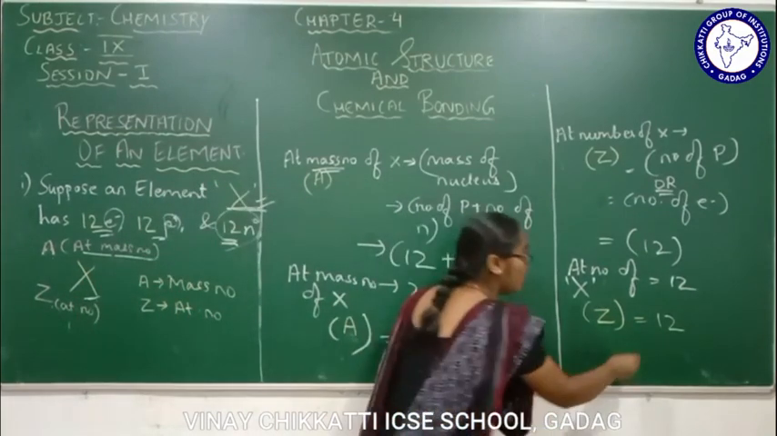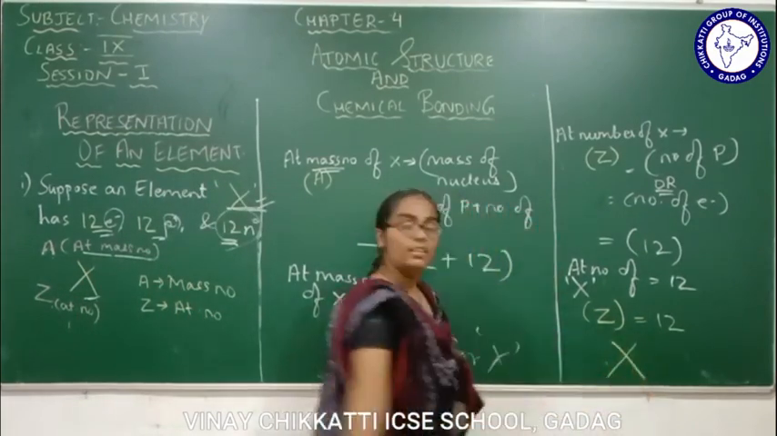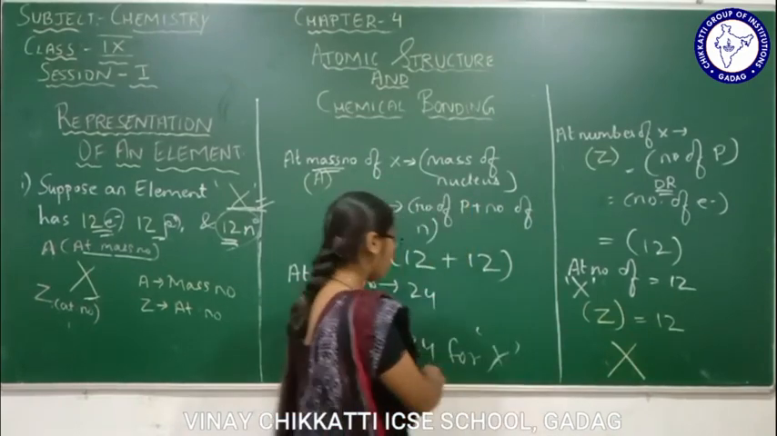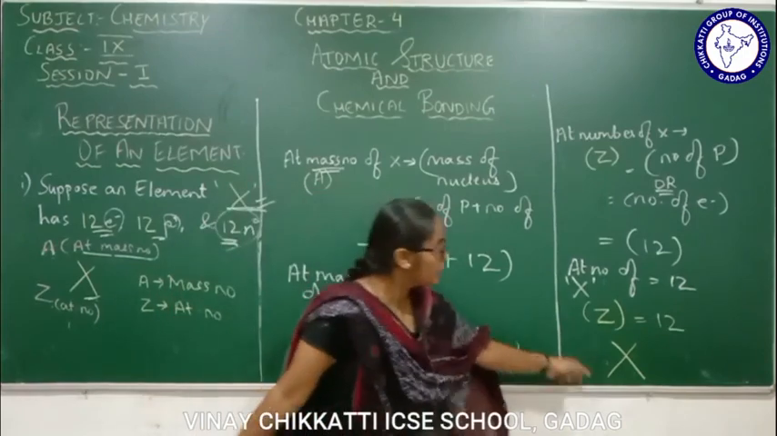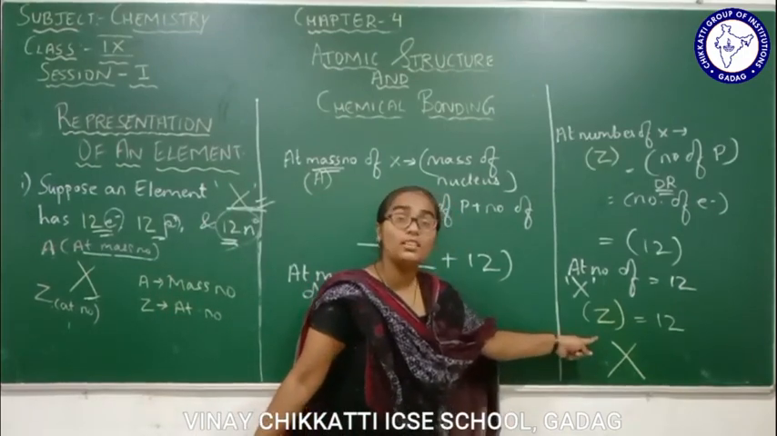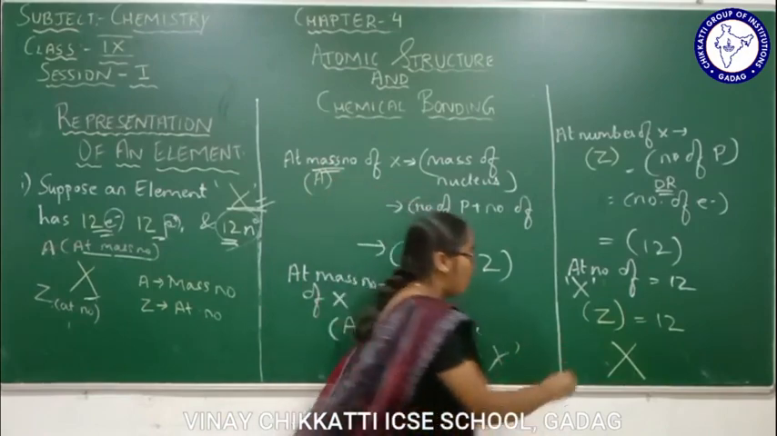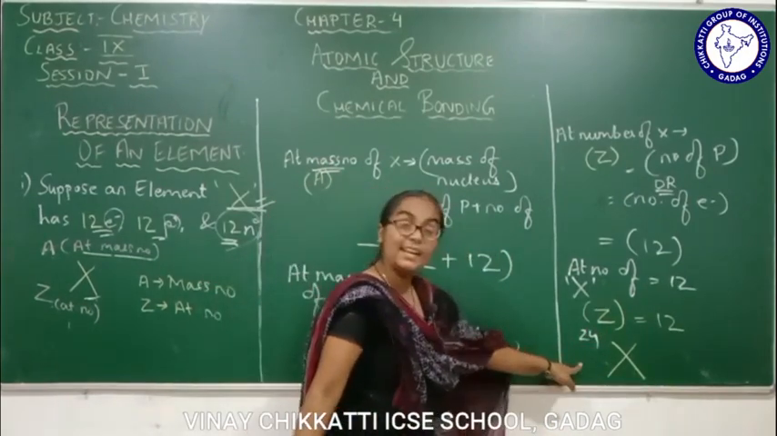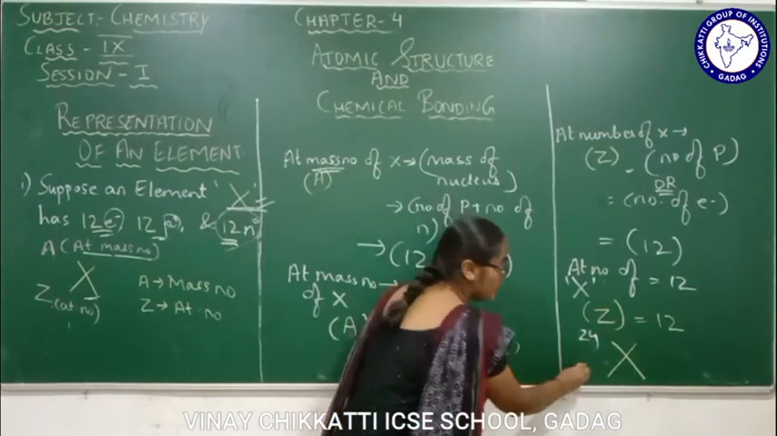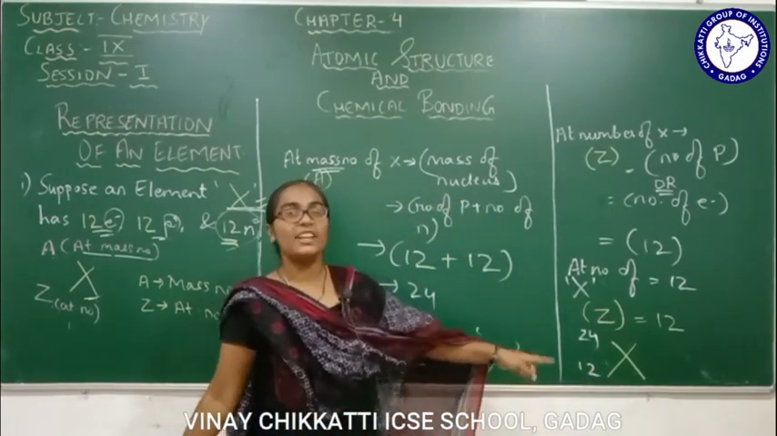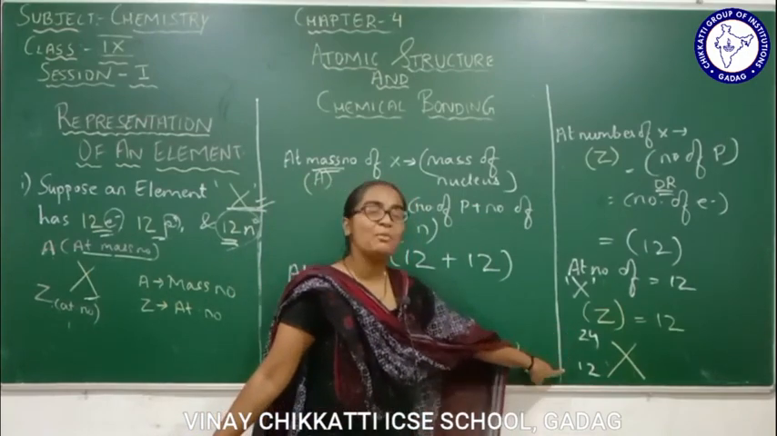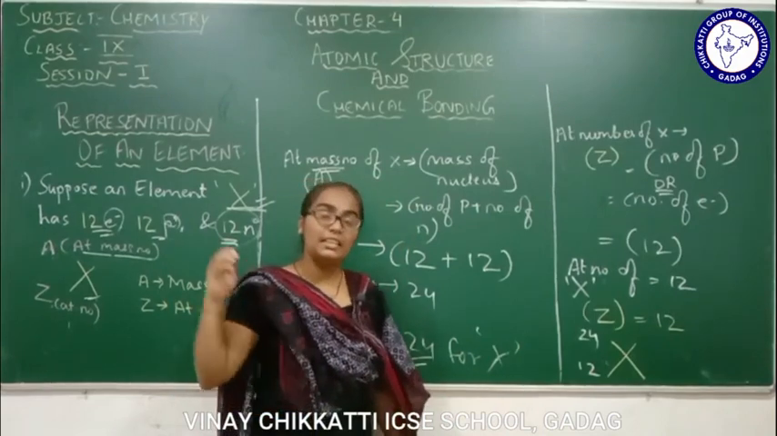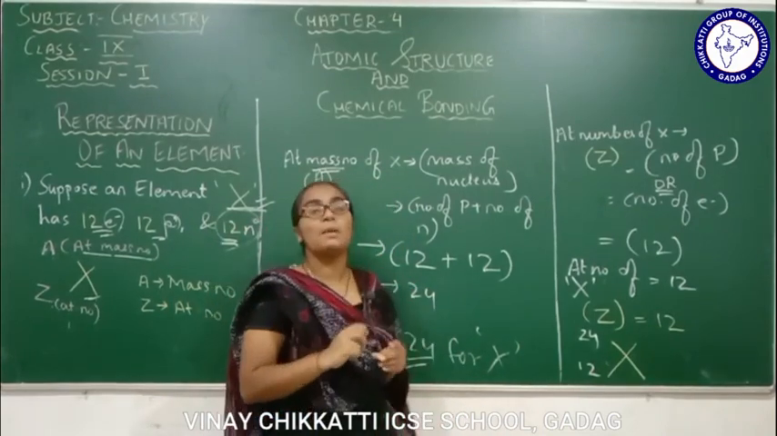So how will you represent X? We got atomic mass number, how much? 24. A to Z. A was first, the mass. How much was it? 24, we found out, right? And Z means atomic number. How much is there? 12. So X has atomic mass number 24 and atomic number 12. In this manner you have to find out for each and every element. Any element will be represented in this manner, right?